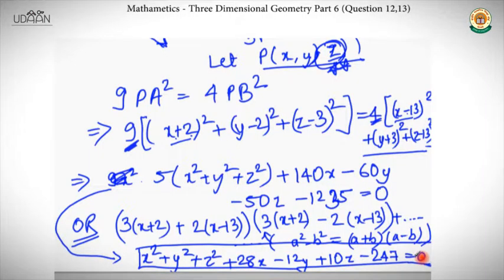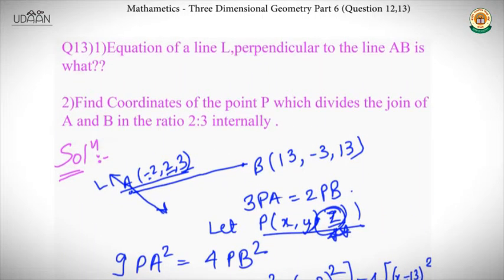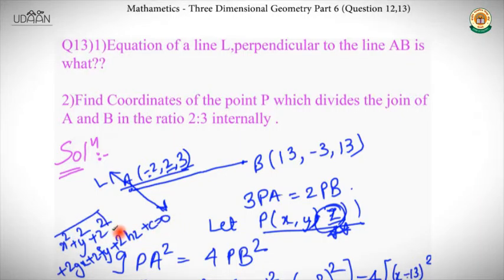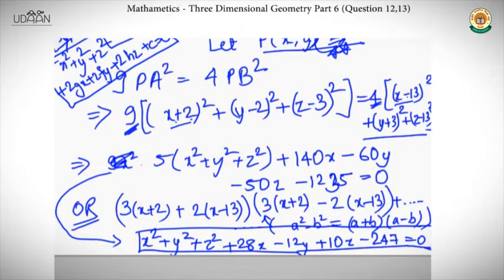Is this equation an equation of a sphere? Yes, exactly, it is the equation of a sphere. We know the general equation of a sphere is given by x square plus y square plus z square plus 2gx plus 2fy plus 2hz plus c equal to 0. This is the general equation of a sphere. So our solution is exactly a sphere. That's it. So moving on.